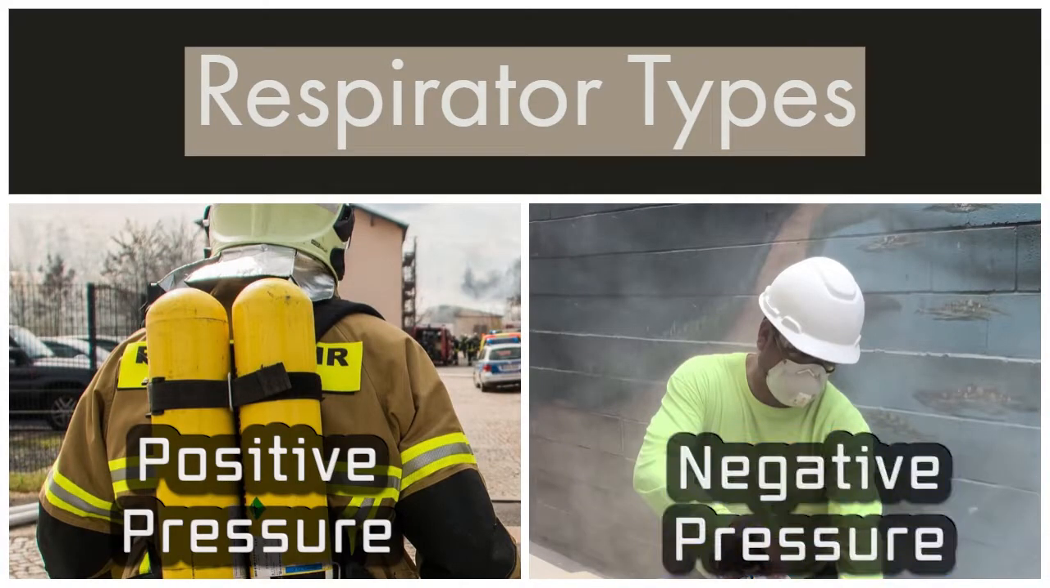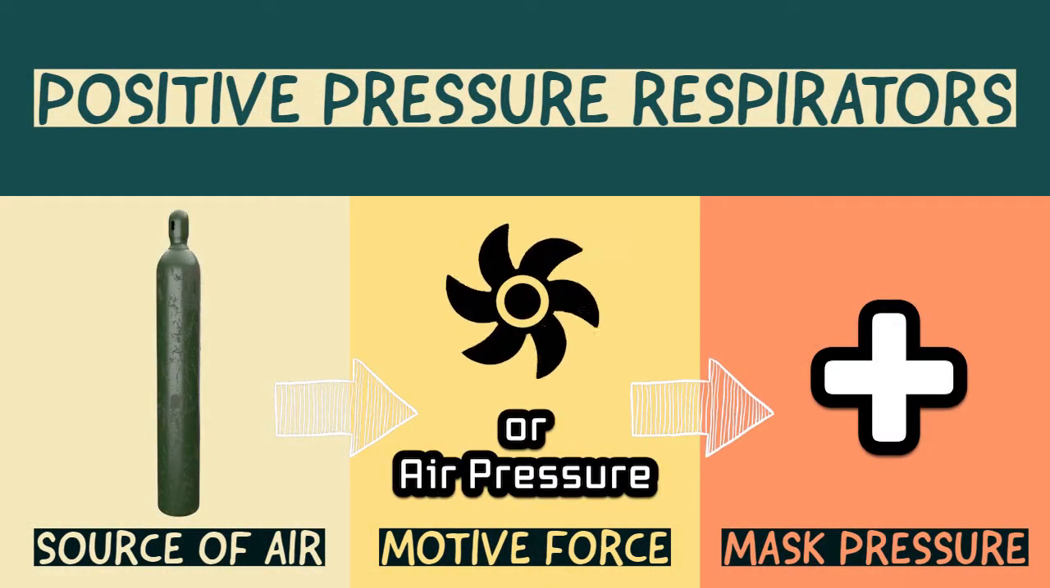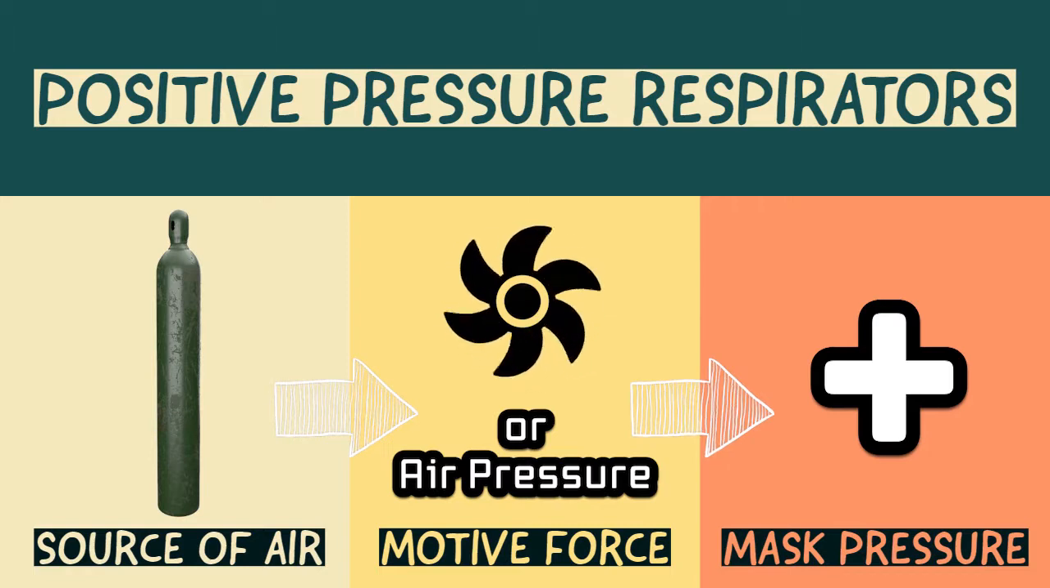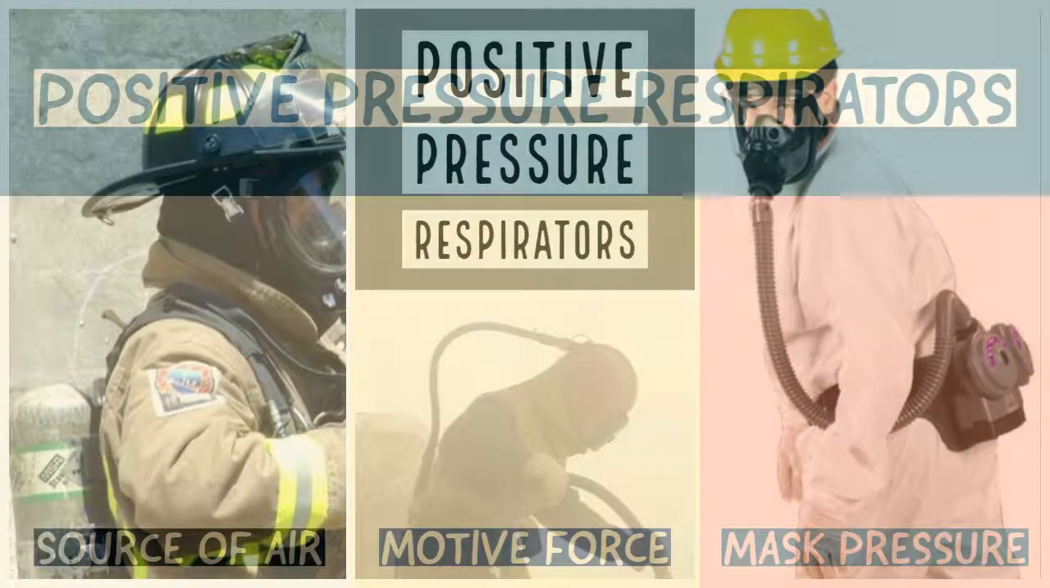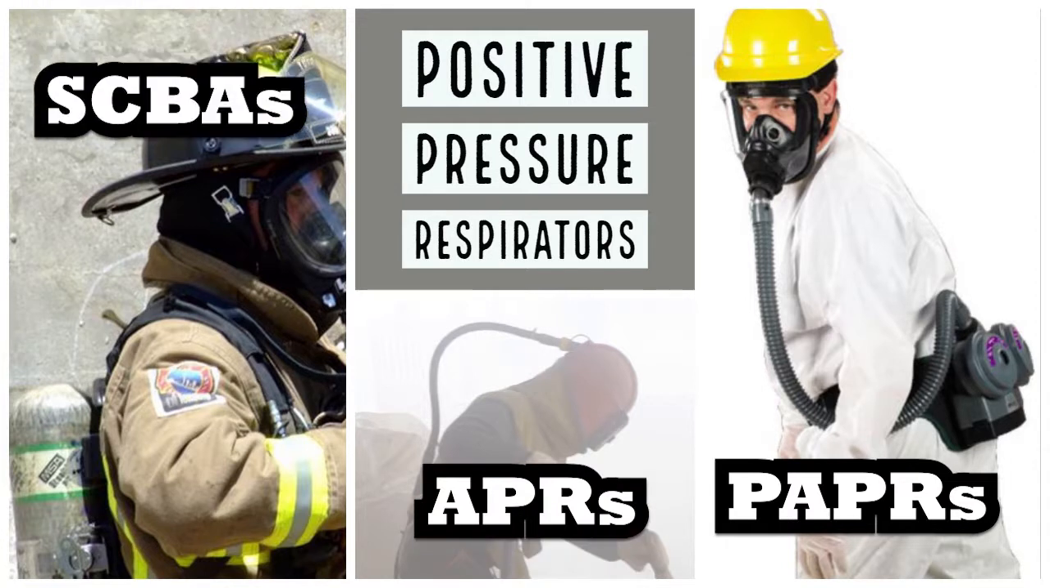Positive pressure and negative pressure. Positive pressure respirators draw air into the mask from an air supply, and create a small positive pressure under the mask. Powered air purifying respirators, atmosphere providing respirators, and SCBAs are examples of positive pressure respirators.